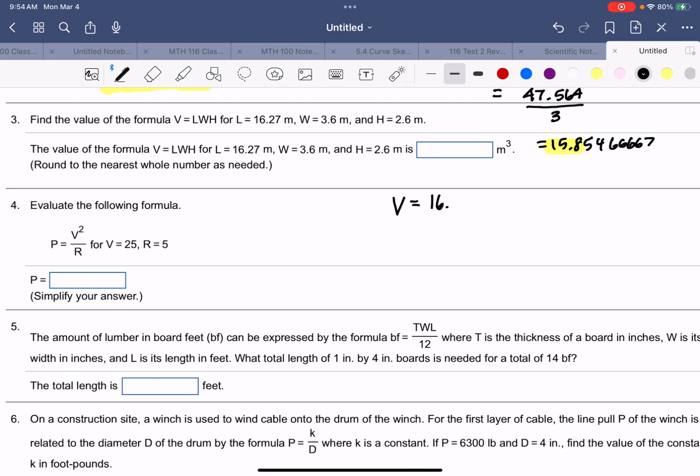Our length is 16.27. I'm going to multiply that times 3.6 and then times 2.6. And I use the parentheses for multiplication. And if you do that, it will help you in many cases. And that's a 2.6 there. This comes out to 152.2872. They've again instructed us to round to the nearest whole number. This time, we'll round down to 152 because the 2 is not large enough for us to round up.